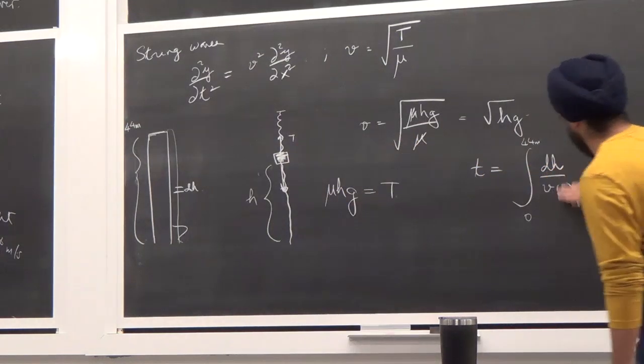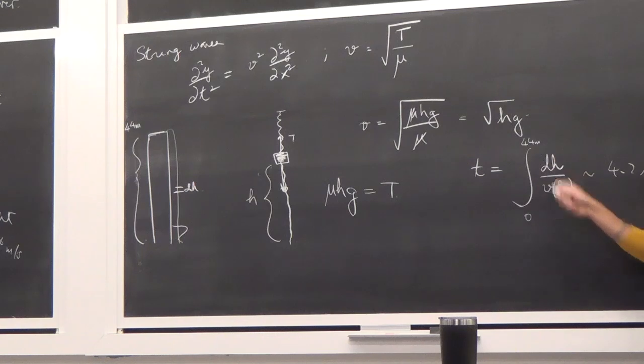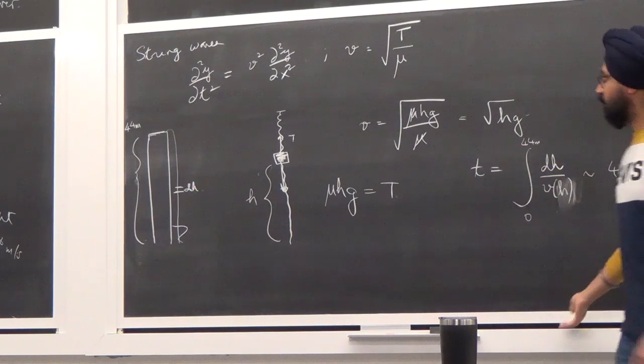It's v as a function of h, because v depends on where I am. So therefore, the integral is not just a division, because it depends on where you are. So you're adding up the terms.